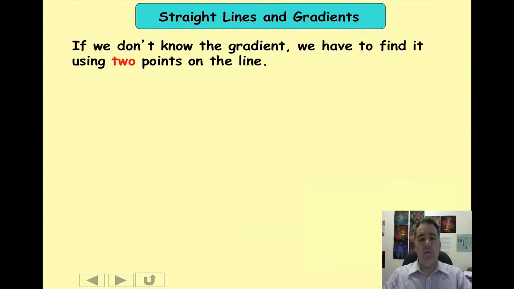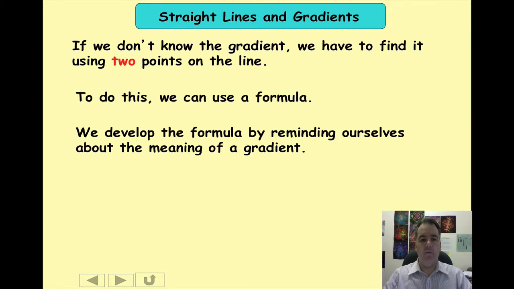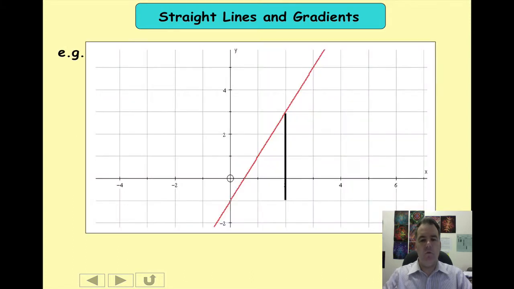If we don't know the gradient of the line, we need to find 2 points on the line. So just recalling a little bit about gradient. Gradient is rise over run. So in this case here, the gradient is 4 over 2.